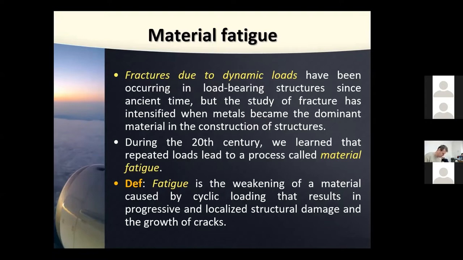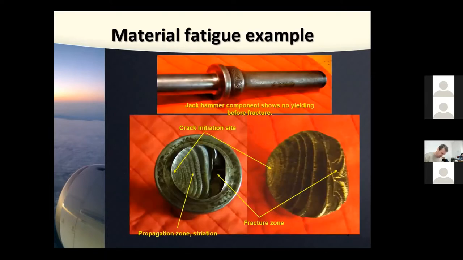So the definition of fatigue can be seen on this slide, but in brief, it's the weakening of material caused by cyclic loading. And as a result of this cyclic loading, we have localized structural damage and the growth of cracks. So here on the next slide, we can see one example of material fatigue. This is a jackhammer component. And the main problem with fatigue is that these components show no yielding before fracture. So this is a very, very big problem, because some structure might look, when you look at it from the side, like everything is okay and nothing bad can happen.